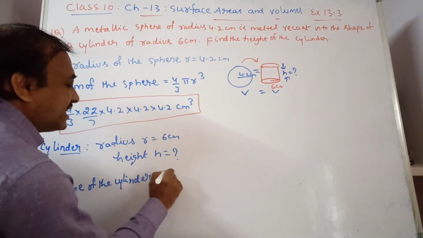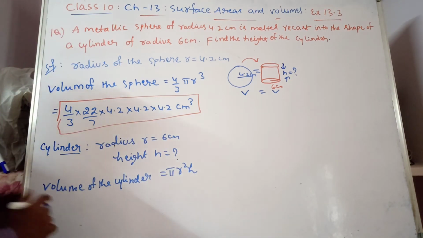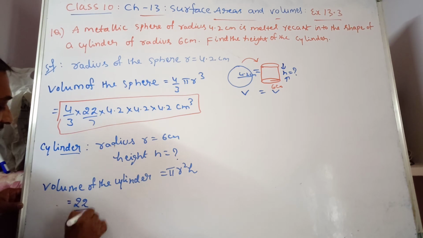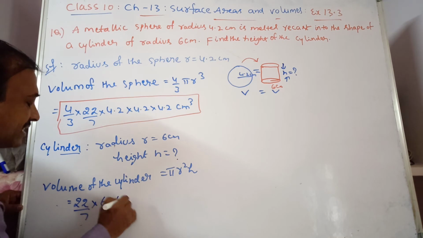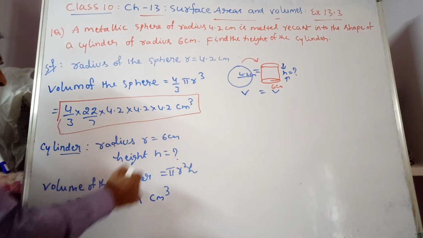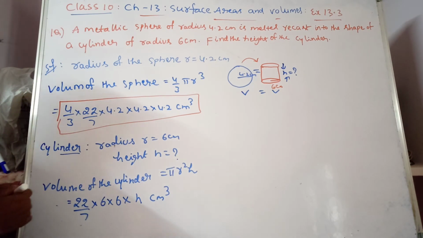Volume of the cylinder is equal to pi r square h, which is equal to 22 by 7 into 6 into 6 into h centimeter cube. We need to find out its height. So volume of the sphere is equal to volume of the cylinder.